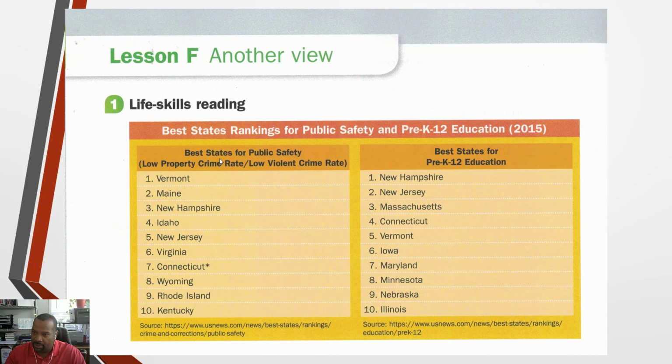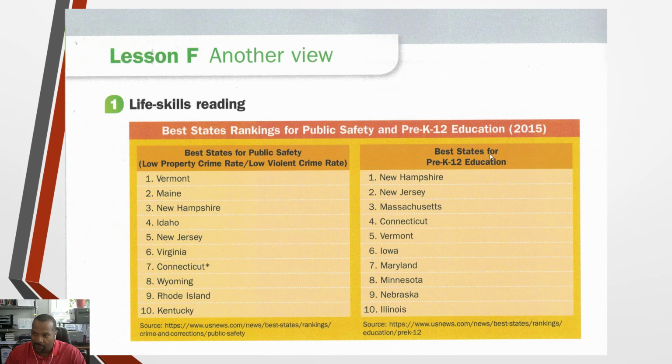Okay, so the best states for public safety are, number one is Vermont. Number two is Maine. Number three is New Hampshire. Number four is Idaho. Number five is New Jersey. That one I don't believe. Number six is Virginia. Number seven is Connecticut with an asterisk. There's something here that we need to know about. It doesn't show me where, but when we see an asterisk here, that usually means there's some more information about this that we need to know. Number eight is Wyoming. Number nine is Rhode Island. And number 10 is Kentucky.